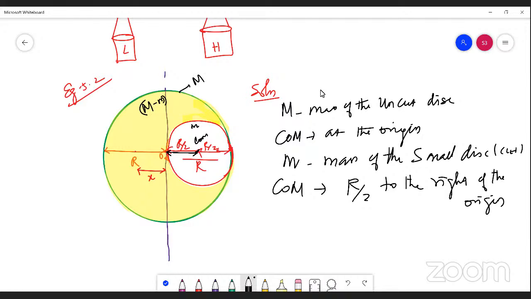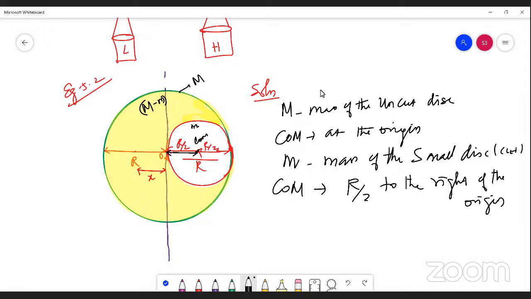Before you cut the smaller portion of the disk, the mass is capital M. The cut portion has diameter capital R, and its mass is small m. Then the left portion of the dosa is capital M minus small m. This is the idea. For the entire dosa, the center of mass is at the origin. For the smaller portion of the dosa, the center of mass is at a distance R by 2 to the right of the origin. So the idea is quite simple.